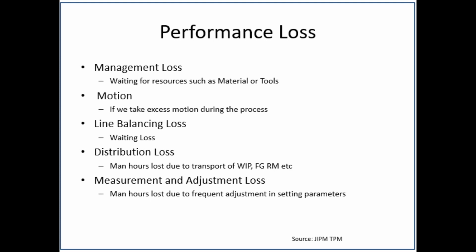So this loss is basically called a distribution loss. The last one is a measurement and adjustment loss. Likewise, if my product is not coming up within the specific limit, or it is going towards the resolution that has been provided, then the operator is supposed to do some kind of setting and adjustment, and the time getting lost into that is basically called a performance loss.